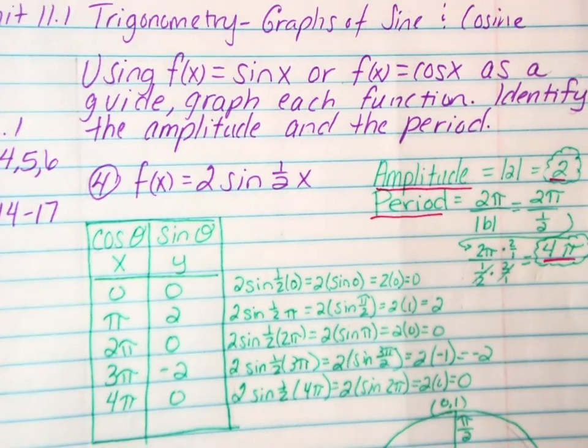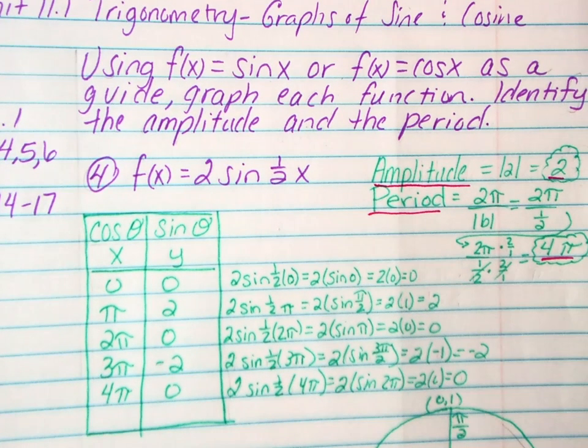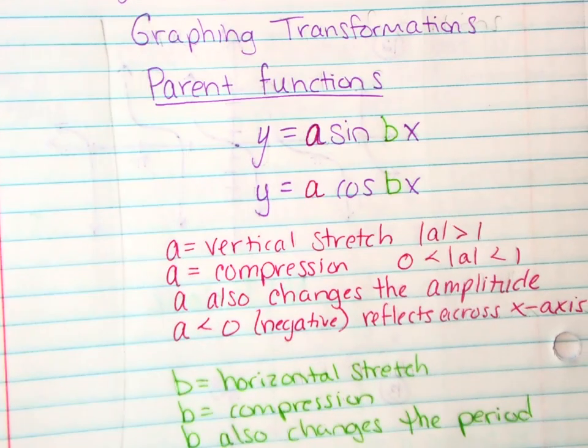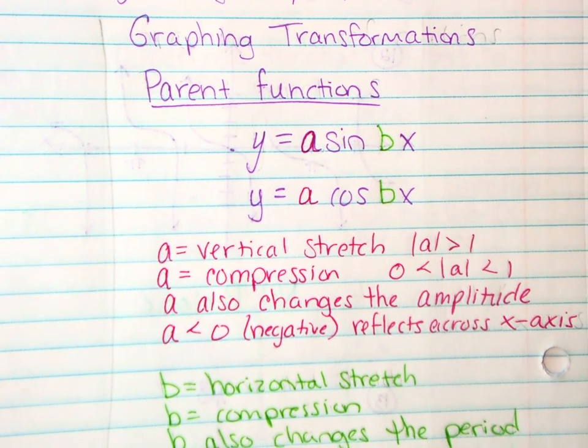Okay. This problem says, using f of x equals sine x or f of x equals cosine x as a guide, graph each function. Identify the amplitude and the period. Before we can do that, let's talk about graphing transformations. Okay, so here's our parent functions. We have y equals a sine b times x, and y equals a times cosine b of x.